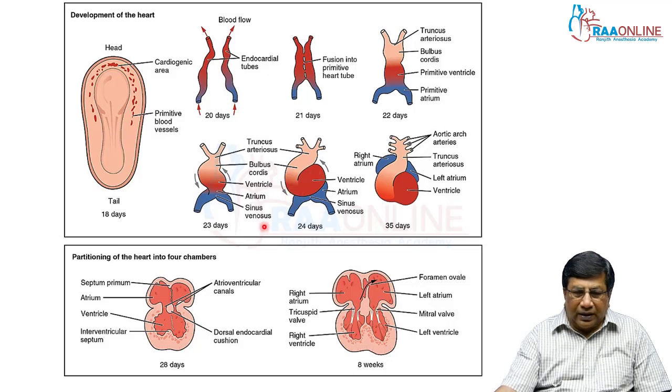So this is how. Then of course the septae are formed, dividing the atrium into 2 atria and dividing the ventricle into 2 ventricles.